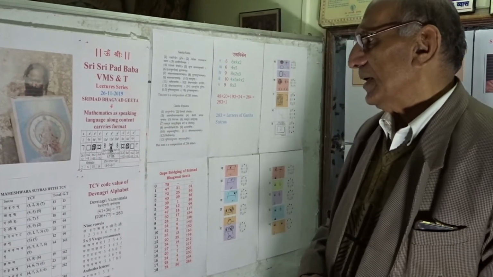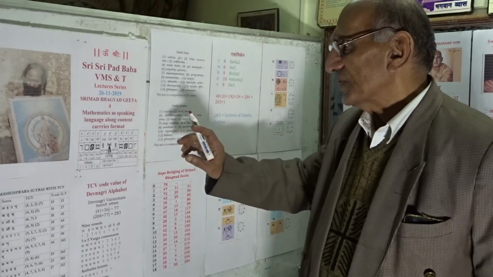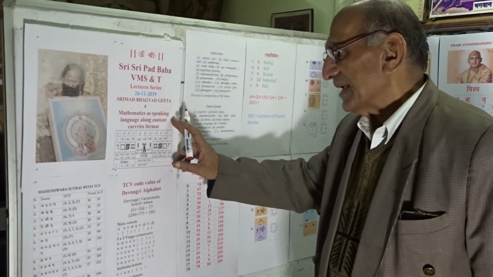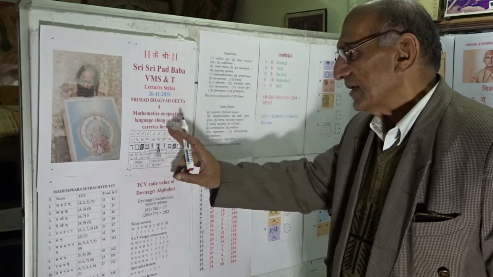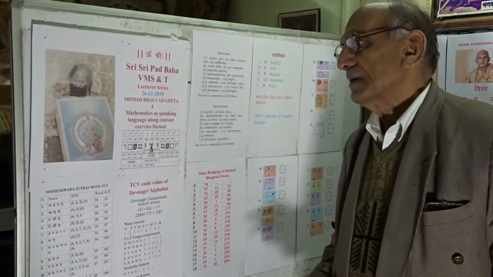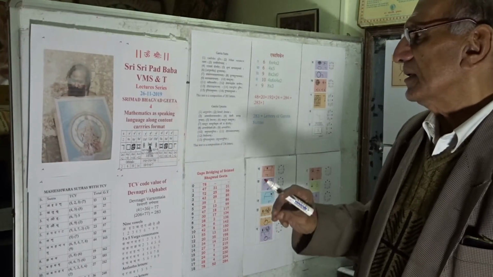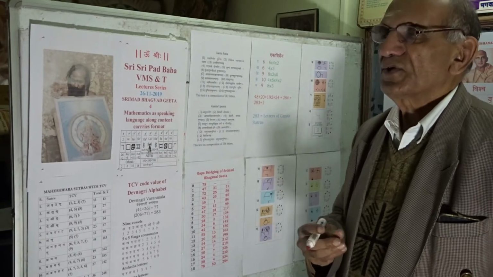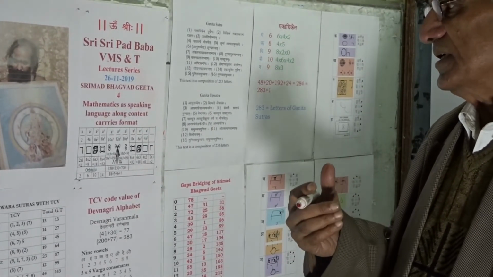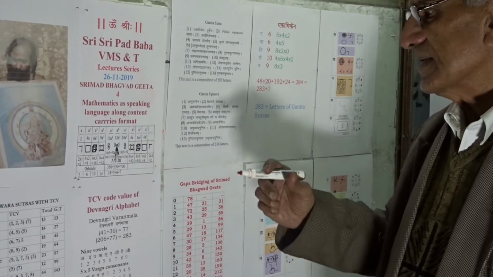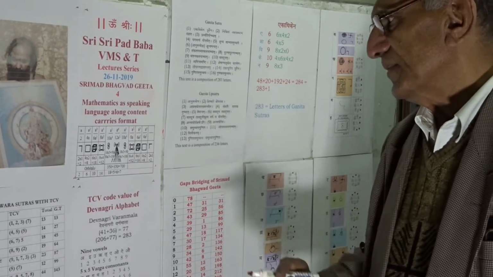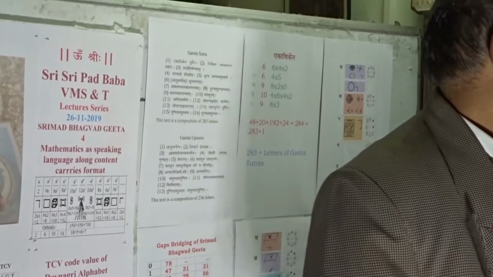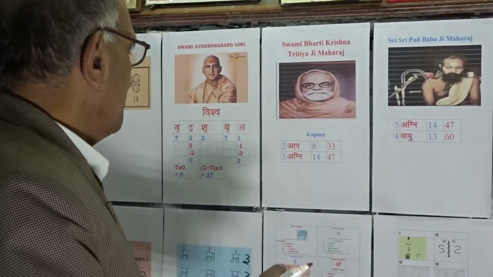Today we shall be face to face with the format, features and values of mathematics as speaking language along content carriers format. In this universe, the content is being carried. Carriers are the transcendental carriers. These transcendental carriers carry the content, and this content is of five folds as Panch Mahabhut.